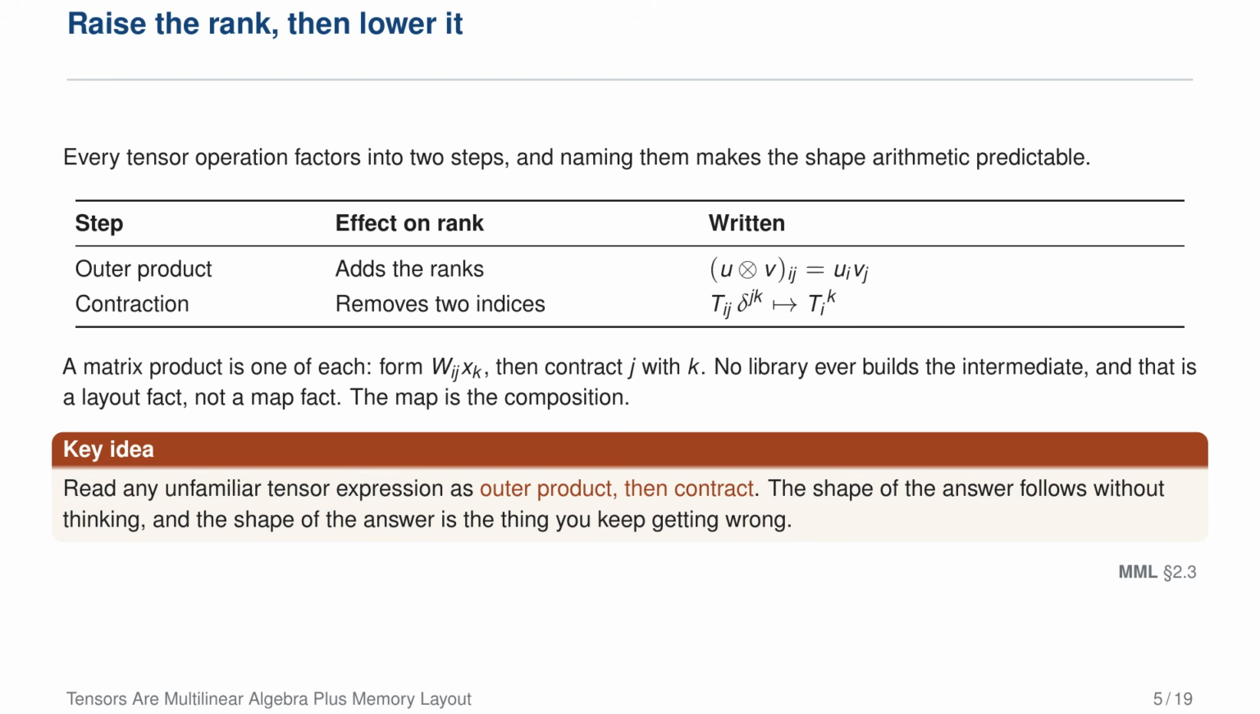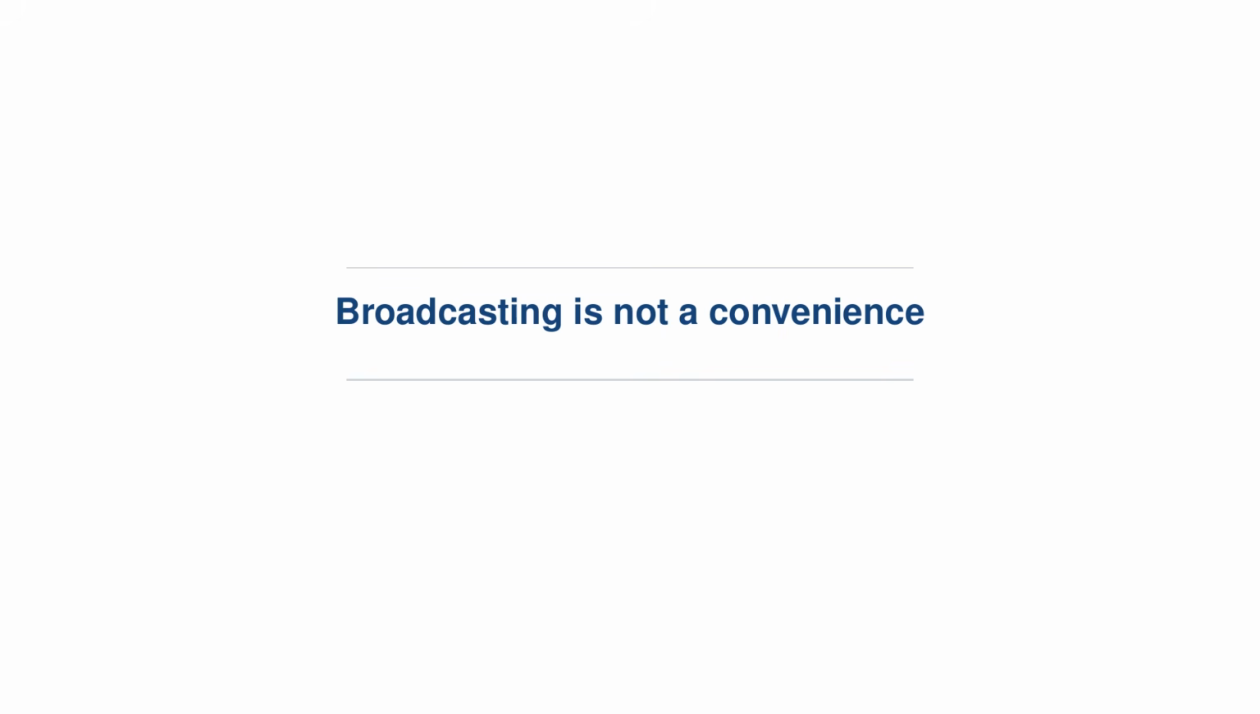You form the outer product of w with x, which has 3 free indices, and then you contract 2 of them. No library ever builds that intermediate object, and note carefully that this is a layout fact rather than a map fact. The map really is the composition. So when you meet an unfamiliar tensor expression, read it as outer product first, then contract. The shape of the answer follows without any thought at all, and the shape of the answer is the thing you keep getting wrong. Next, broadcasting, which looks like a convenience feature and is actually a piece of multilinear algebra.